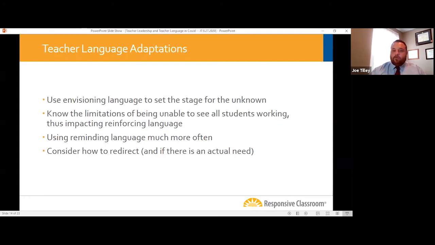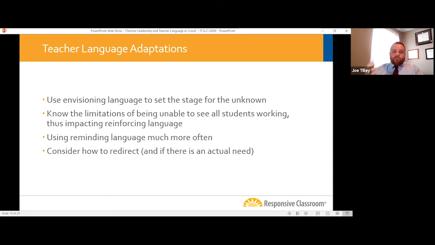"Welcome, virtual learners. I want to remind you before we begin that if you need to turn your camera off, do so, but come back as soon as you can. Keep your microphones off unless there's a question that you have to ask. Use the chat function." Whatever that reminding language is that you want to use. And you may have to remind a lot more than what you're used to.